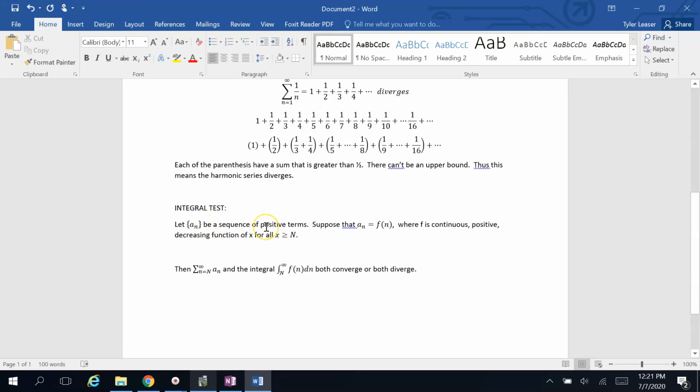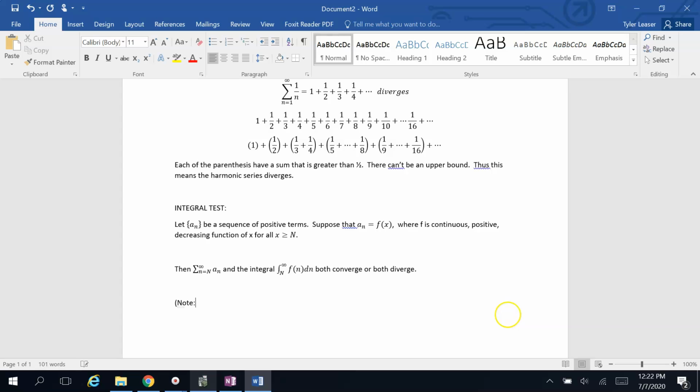All right, so we'll go through this again. Let there be a sequence of positive terms. We're going to look at the series of that in a second. Suppose that each of these sequence values is equal to some function where f is continuous, positive, and decreasing for all x values that are beyond the index values. Okay, then if that's the case, the series from that starting point to infinity and the integral from that same starting point to infinity are going to be twins. If one of them converges, the other one converges. If one of them diverges, the other one diverges.